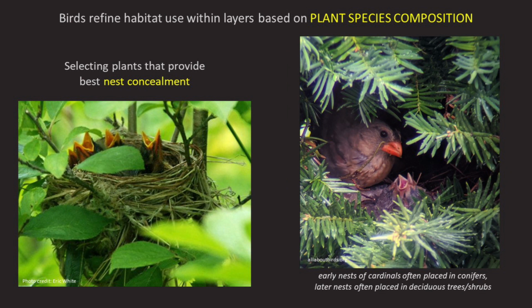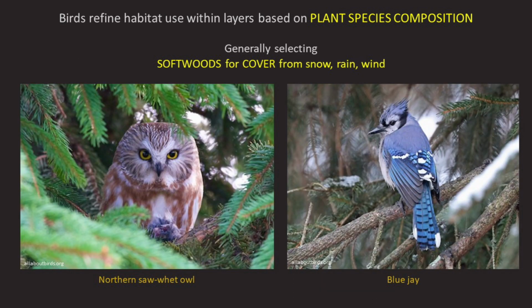Birds are also selecting specific plant species that provide their nests with the best concealment from predators. Maintaining a combination of deciduous and coniferous trees and shrubs provides the best variety of nesting opportunities for birds throughout the nesting season. Softwood trees and shrubs often provide birds with the best year-round cover from predators, as well as important seasonal cover from snow, rain, and wind.